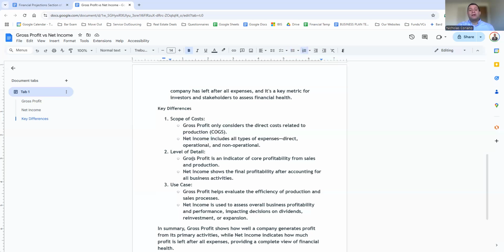So the level of detail in gross profit is an indicator of core profitability of sales and production, while net income shows the final profitability after accounting for all business activities, like what I just explained, right? So let's say you're selling prefab homes. Your gross profit would be you sell the prefab home for $100,000, and all the materials and labor that it costs to build that home, it costs you $75,000. So your gross profit is 25% or $25,000.